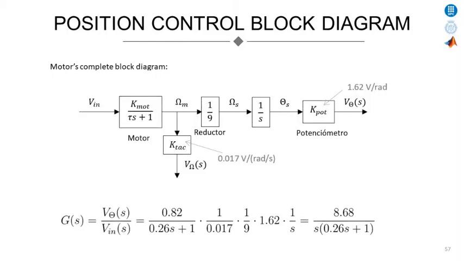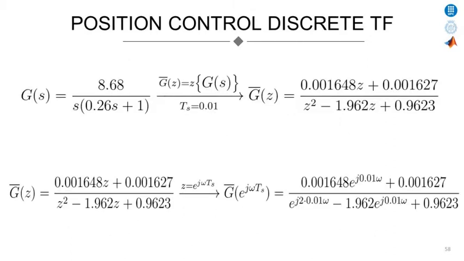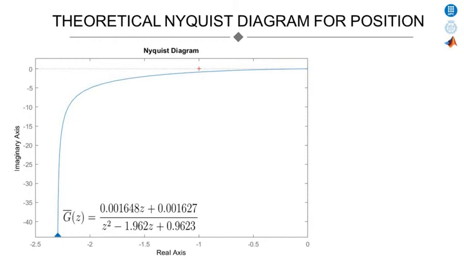To conclude this practice, the theoretical Nyquist diagram for the position output has also been obtained. For that, the original continuous time transfer function is recovered. This system model is discretized with a sampling time of 0.01 seconds and then transformed into the isochronous function. Using MATLAB, the following Nyquist diagram is obtained.